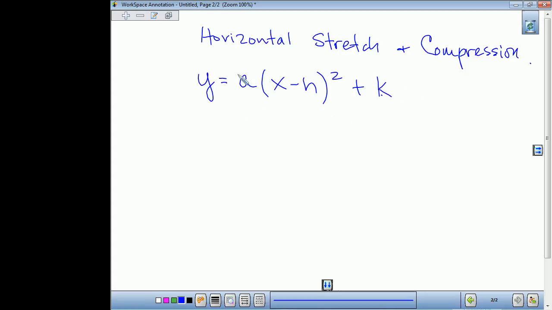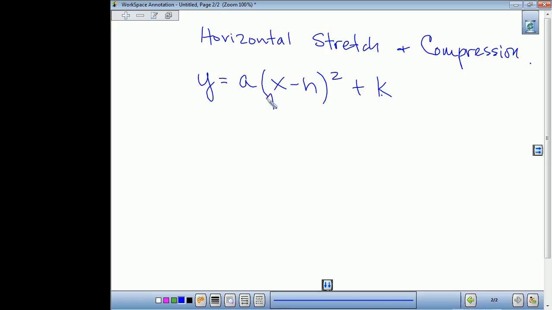The A does two things. If A is negative, what does it cause? Reflection. If A is a number other than 1, then it's either going to cause a vertical stretch or a vertical compression. If it's greater than 1, it's a vertical stretch. If it's less than 1, it's a vertical compression. Okay, the H and K cause shifts. H would cause a shift left or right. K would cause a shift up or down.